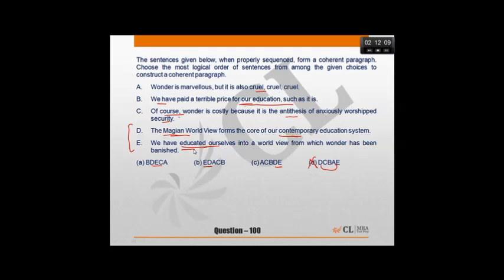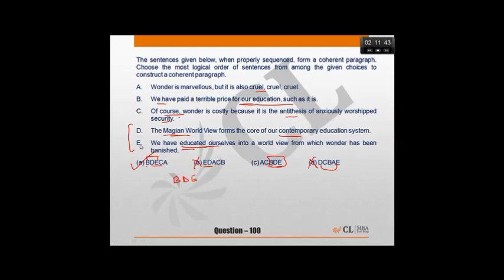Okay, so BDE should be together. BDE is here. BDE is not here, BD is here. So what is it? AC will come first or will it end? So BD is the same thing. Of course. No, CA has to come in the end. A and C have to come after BDE. So BDE, CA. Okay. Now that I have done the LR part, let me quickly go to the RC passages.